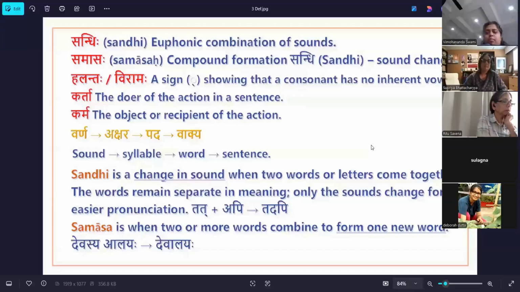Now, first, a few words about the root of all nouns, all verbs. It is the root and it is also called dhatu. Dhatu has been translated as root only, from which everything springs. That is the root. So, let us go to the next slide.